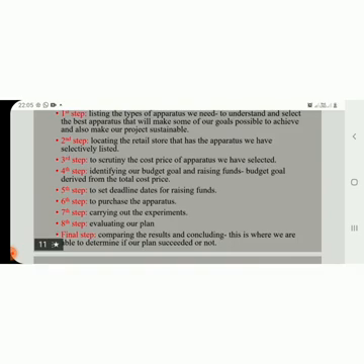The fifth step includes to set a deadline date for raising funds. Sixth step, to purchase the apparatus. Seventh step, carrying out the experiments. Eighth step, evaluating our plan. And then the final steps, comparing the results and concluding. This is where we are able to determine if our plan has succeeded or not.